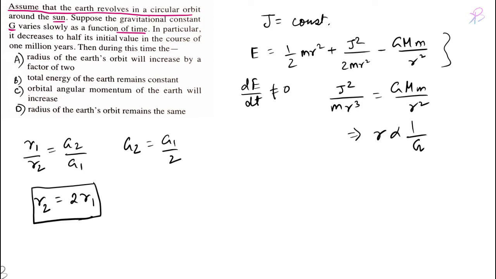So the correct option is option A. The radius of the Earth orbit will increase by the factor of 2.